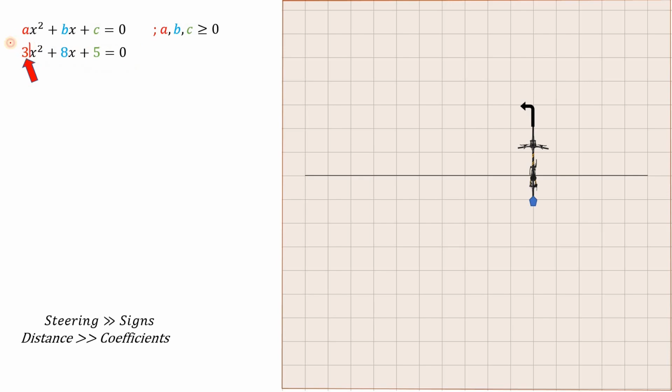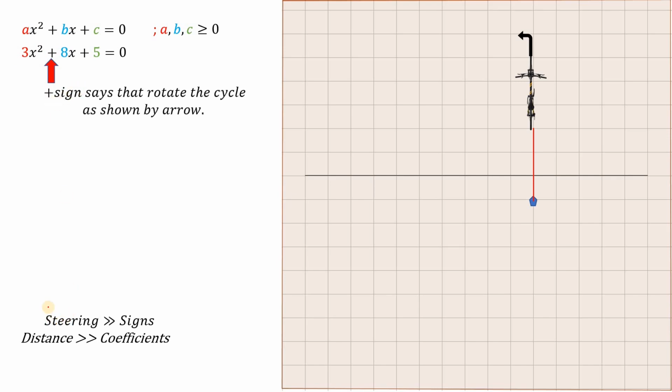So let's first start with this number 3. This number 3 represents 3 unit distance that is covered by the cycle. So we move 3 units in the bicycle: 1, 2 and 3 units. Then we have already traced the path of 3x squared. Then comes the turn of this plus sign. As we already said, the signs represent the steering or the handle. So the plus sign says that rotate the cycle as shown by the arrow. You can look here, this arrow is pointing in this direction, so rotate this bicycle in that direction.